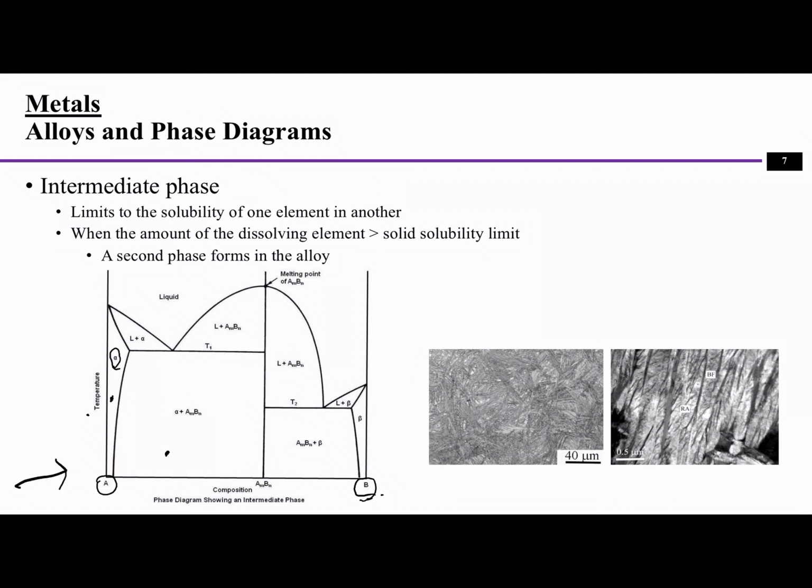For example, in this point, now we have this composition, let's call it A1B1, right? This composition at this temperature, let's call it T1. In this case, the material or the solution you have is composed of alpha phase and also the A1B1 phase. You will see two different structures within this material under a microscope.